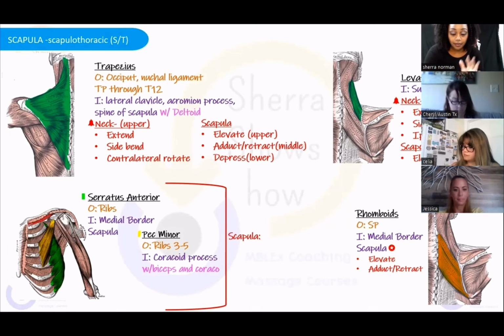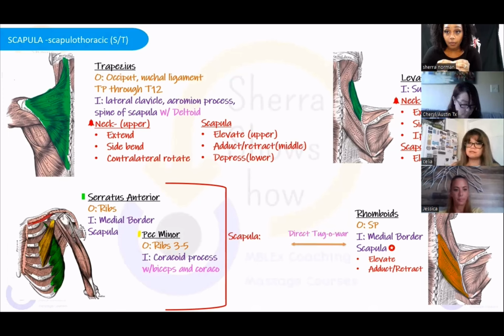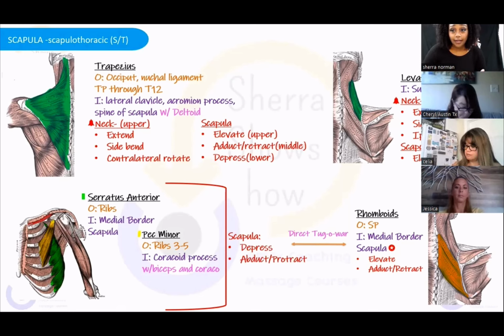Together, they work on the scapula, and they are in a direct tug of war with the rhomboids. If the rhomboids elevate and adduct, these bad boys are doing the exact opposite. They're like, no, we want to go this way. They're going to depress and abduct, okay?